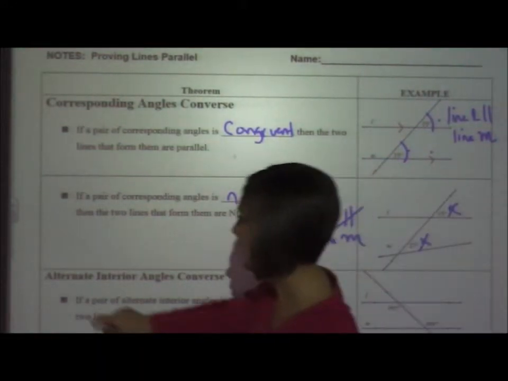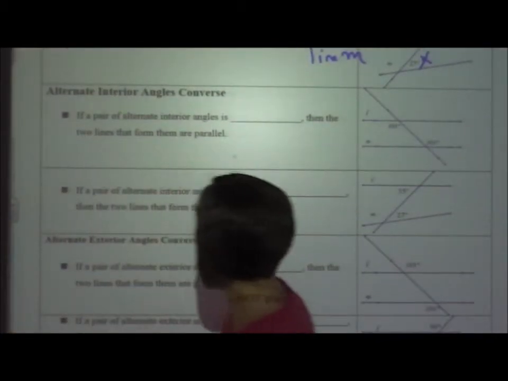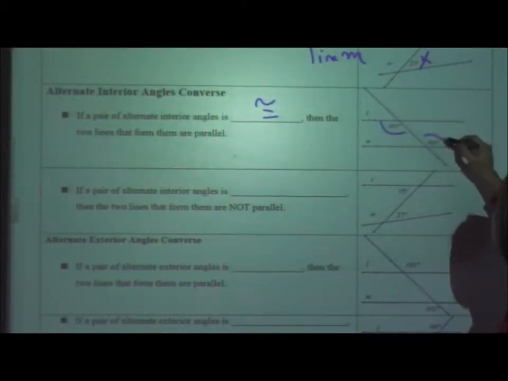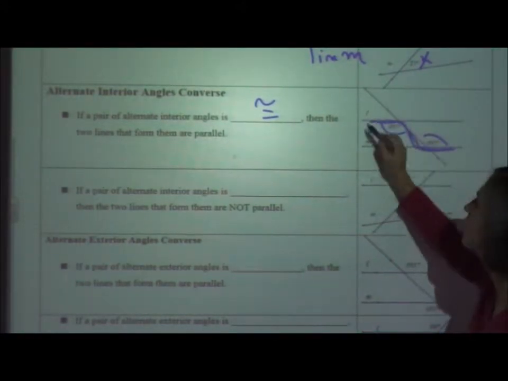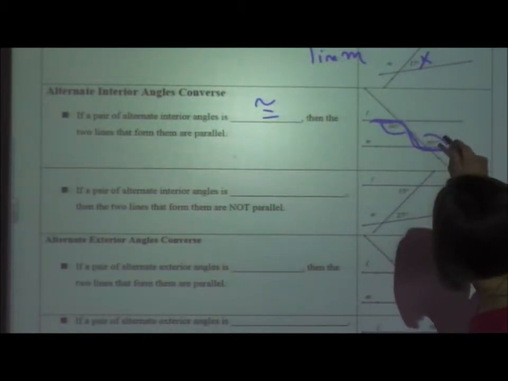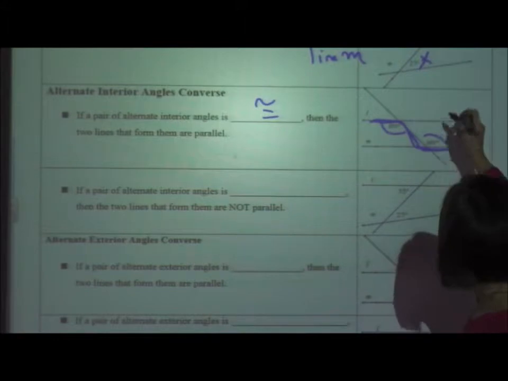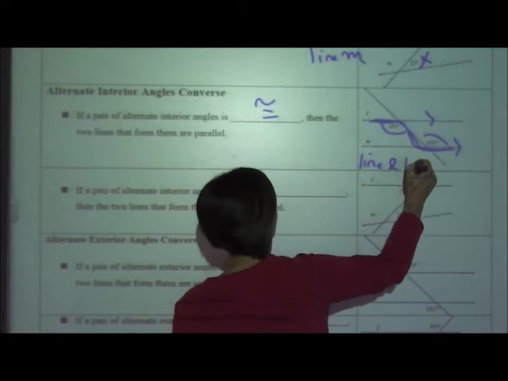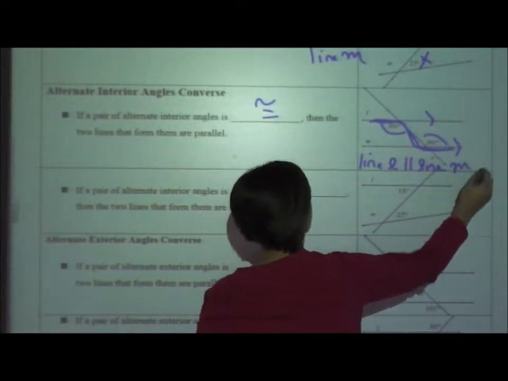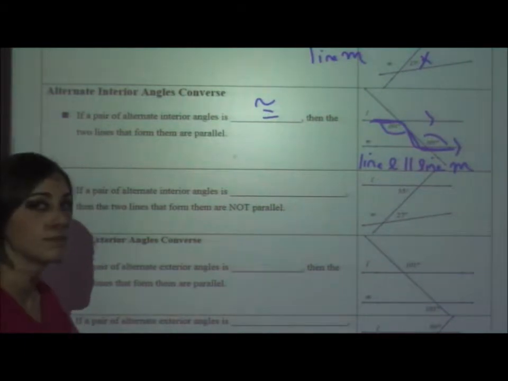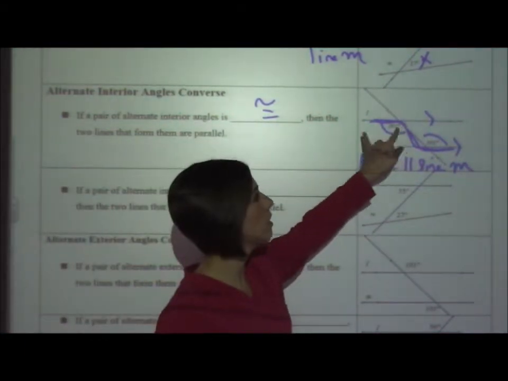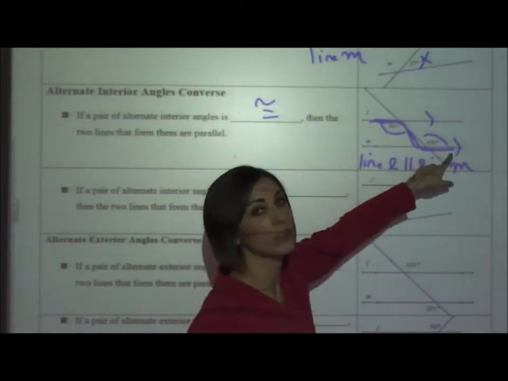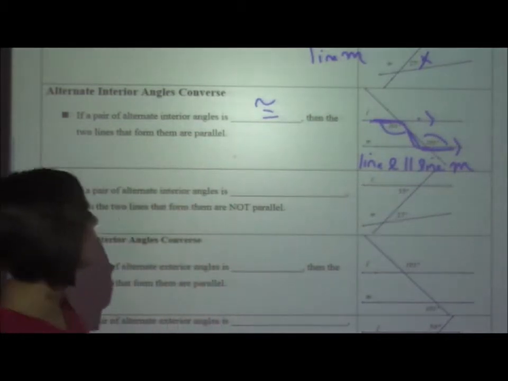All right, our alternate interior angles converse says that if a pair of alternate interior angles is congruent, so here we have 101 and 101. These are alternate interior angles because they form that Z. We're shown that they are congruent. Then we can conclude that line L and line M are parallel. So line L is parallel to line M. Before we were told that the lines were parallel and we concluded that alternate interior angles were congruent. Now we're being told that the angles are congruent. So now the lines are parallel.